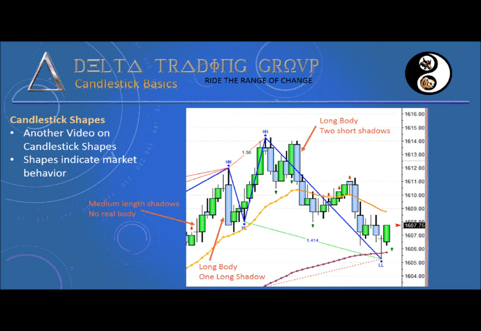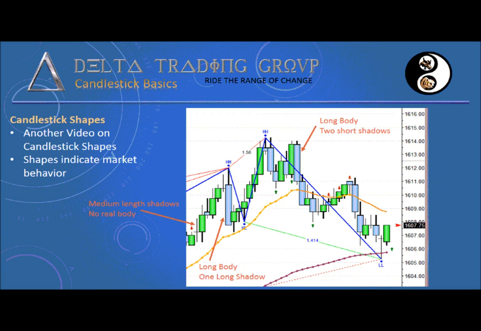So, you know, you might have just a body with no wicks or no shadows. You might have a body with a shadow on the top or a shadow on the bottom, or a body that has two shadows. The length of the body represents the price change. And that long-bodied candlestick up at the top with the two short shadows that I have annotated in red, you'll see that there was a price difference.